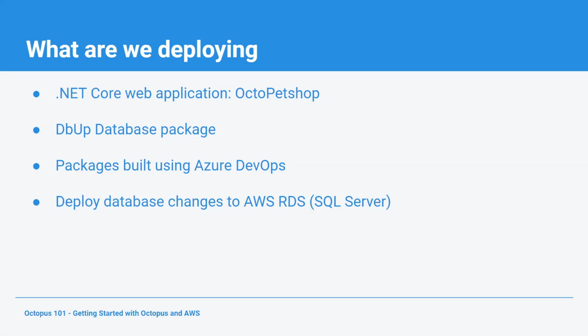The packages that we're using today were built using Azure DevOps. It would have been great to show that in the webinar, but we've got that much ground to cover with Octopus. We won't have time to show you building those packages. And then we'll deploy the database changes to an Amazon RDS SQL server.